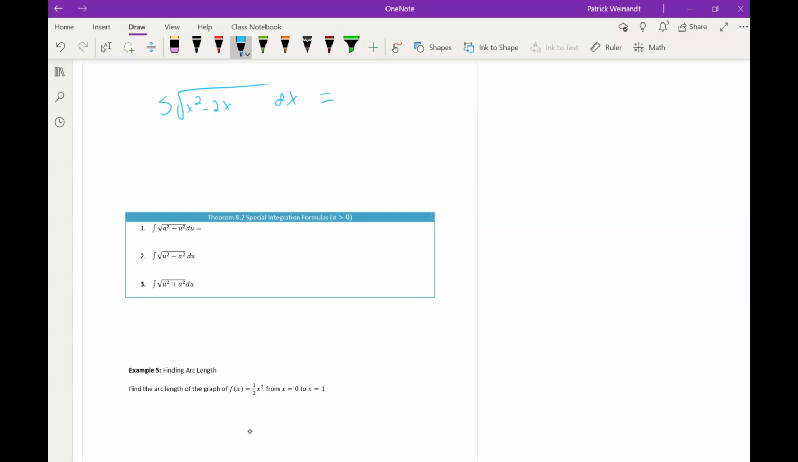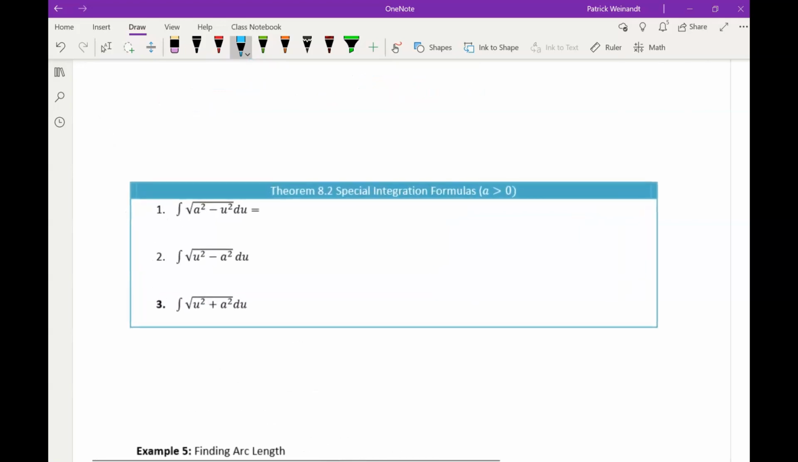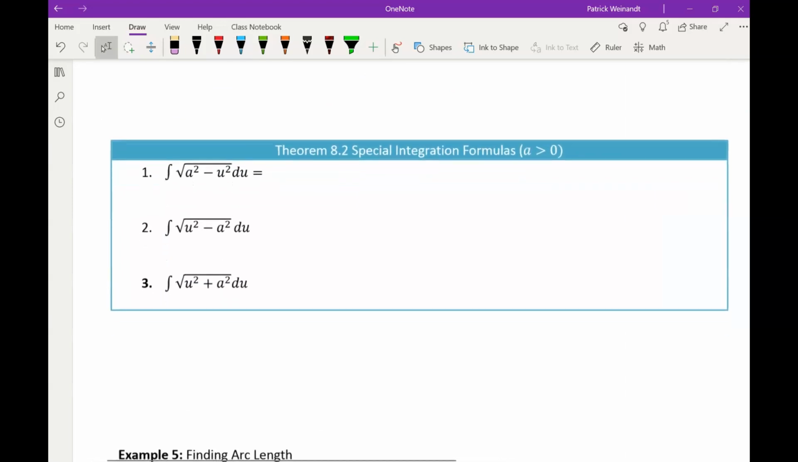Eventually you would end up with something like the integral of the square root of x minus 1 squared minus 1 dx, which is something that we can now use, and it's in the form of u squared minus a squared, or whatever it might be when you're completing the square. So keep in mind that you might have to complete the square on some of these, so make sure you're brushed up on that.